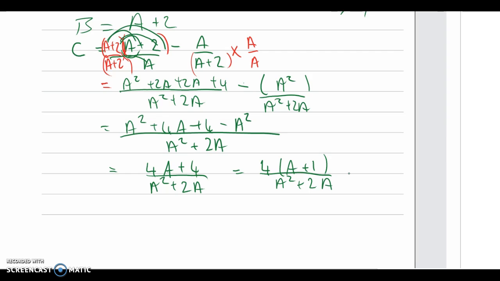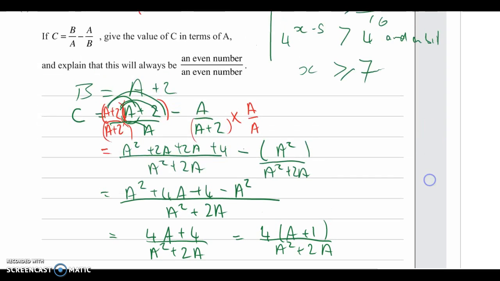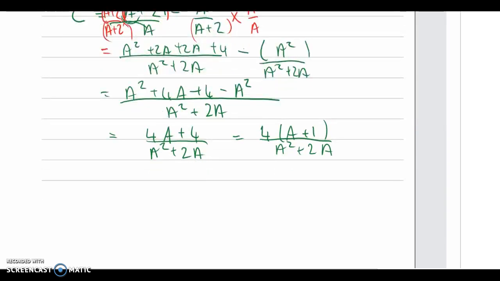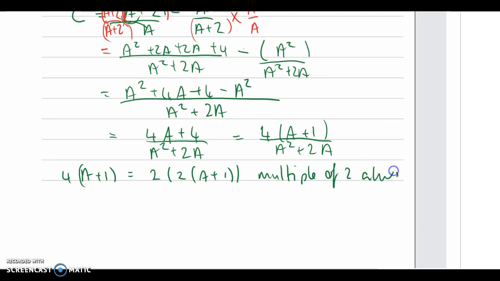Now, we know that any even number times itself will always be an even number. And so A squared is even, and plus 2A, obviously A is always going to be even, and 4 times A plus 1 is, so now we need to explain that. Okay, they actually want us to tell us. So 4A plus 4 is equal to actually 2 times 2A plus 2, a multiple of 2, always even.